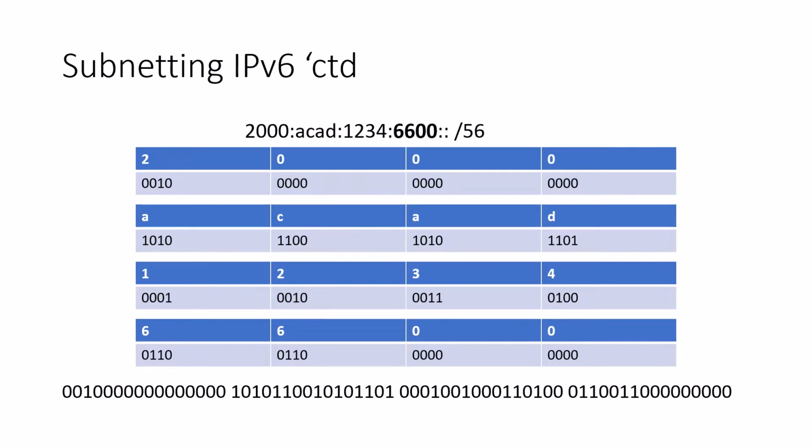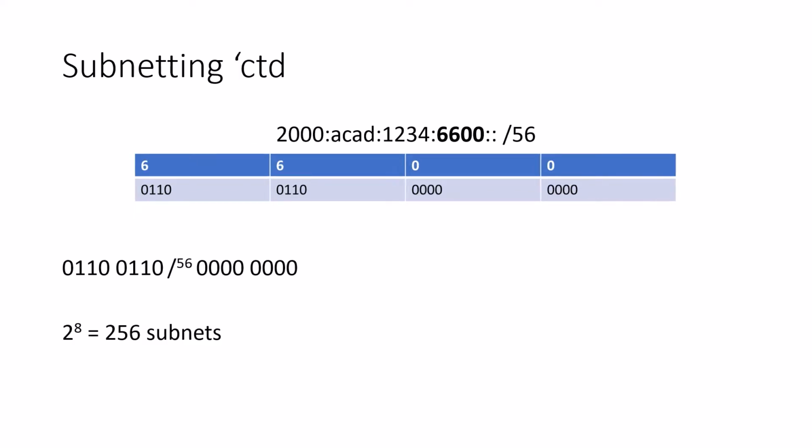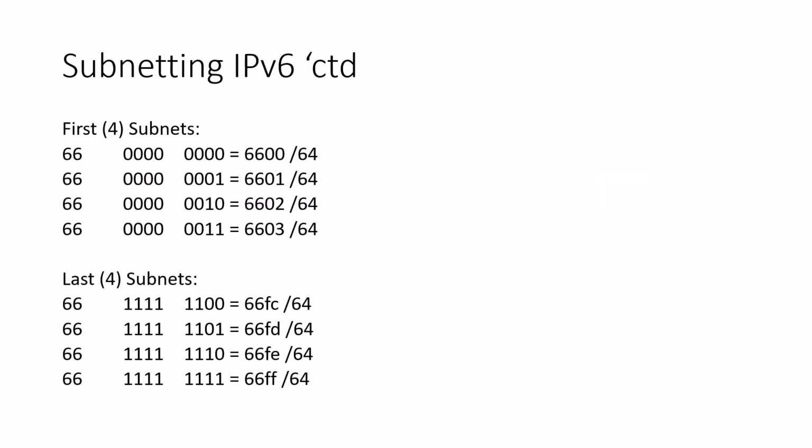Converting the above IPv6 address will result in the following binary notation. Using the IPv6 address to find the first 4 and last subnets. Looking at the subnet ID of 6600, we see that the address is a /56. With the remaining 8 bits, we calculate 256 subnets, 2 to the power of 8. The address is then changed to a /64 as we use the remaining 8 bits to calculate the usable addresses.